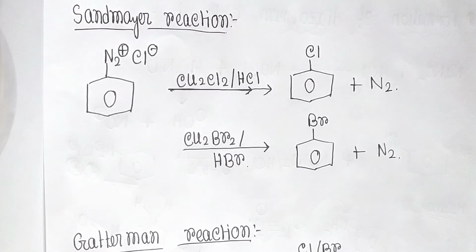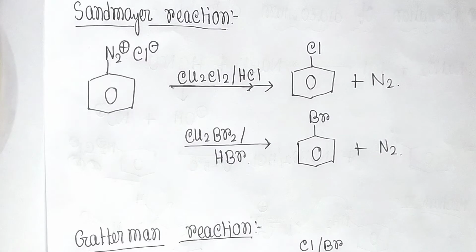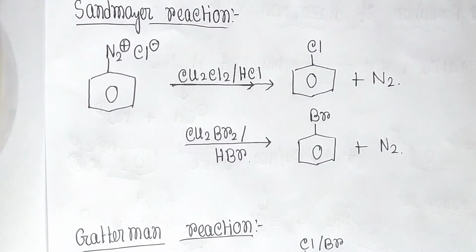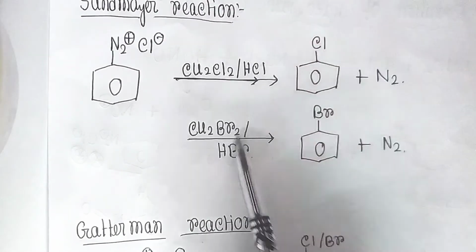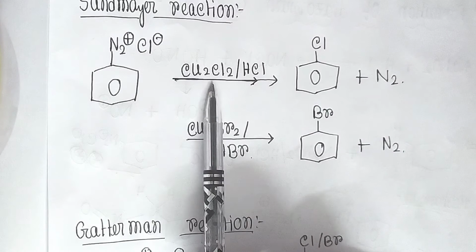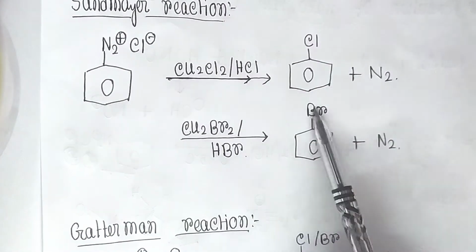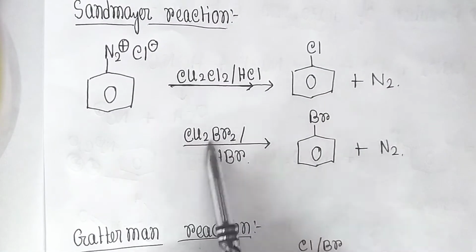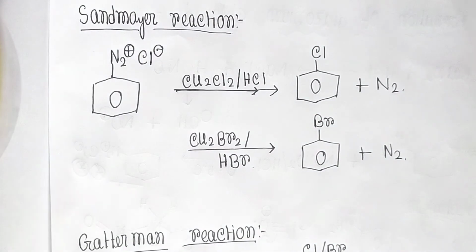Sandmeyer reaction is one of the most important reactions of aromatic compounds. From this reaction, you can see that the diazonium salt of a benzene or any aromatic compound can be transformed into its halogen derivative. You just need to add some copper chloride, Cu2Cl2, which is in dimer form, in presence of HCl, and you would get your desired product. And if you use Cu2Br2 in presence of HBr, then you would get the same halo substituted product, but this time it is bromine.